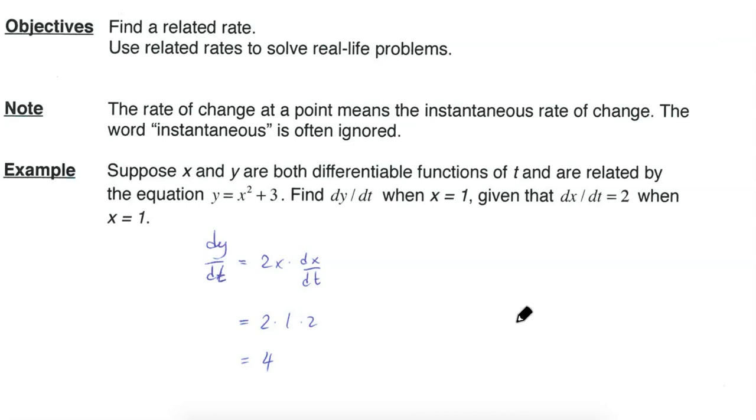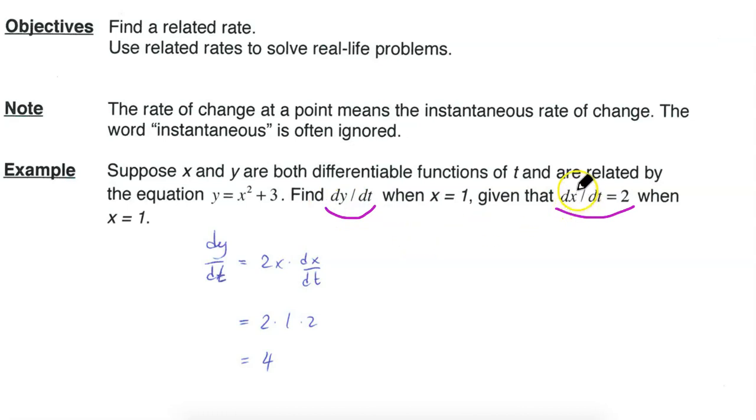Suppose x and y are both differentiable functions of t, and they are related by the equation y equals x squared plus 3. Find dy/dt when x equals 1, given that dx/dt equals 2 when x equals 1. So we have two rates here. We have dx/dt, and we also have the rate dy/dt. So these two rates are different things.